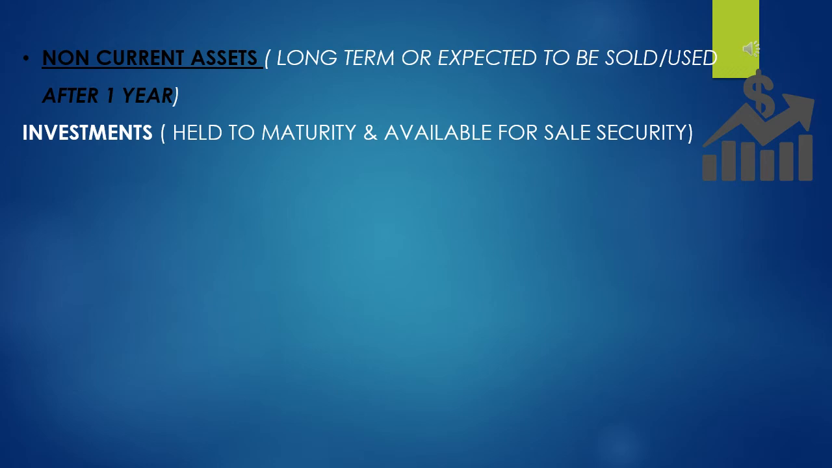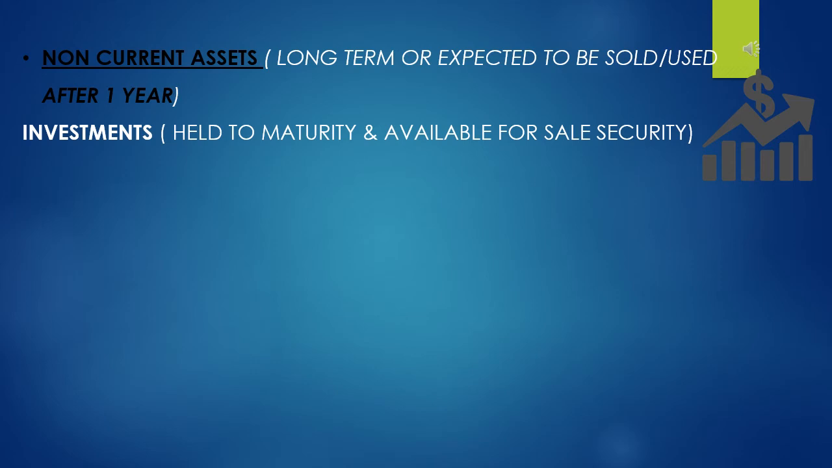These investments can be categorized as held to maturity or available for sale. If the intention of the holder is to keep this security, it's considered held to maturity. If his intention is to sell it before maturity, it's considered available for sale security.